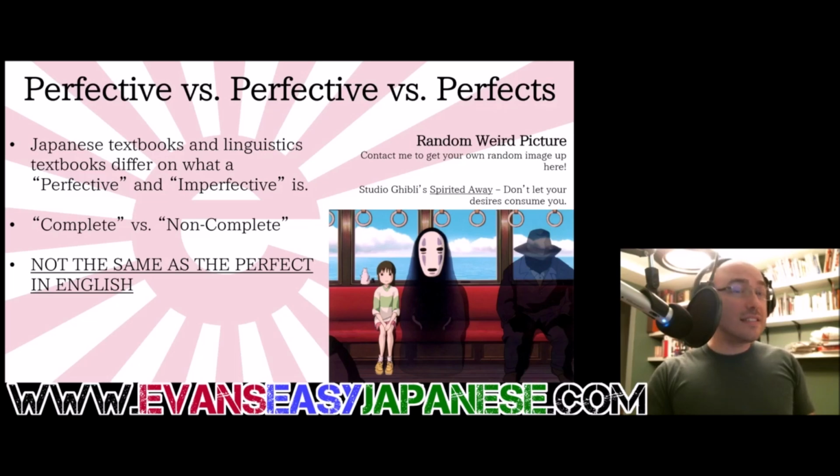Guess what? People who studied Japanese didn't bother studying linguistics, or perhaps linguistics advanced beyond what the people learning Japanese were thinking. I don't know exactly how it happened, but there's two perfectives. There's the linguistics perfective, and there's the Japanese language perfective. And there's also in English we have perfects, or maybe it's pronounced perfects. I'm not exactly sure. Okay, so here we go. Japanese textbooks have different terms of perfective and imperfective.